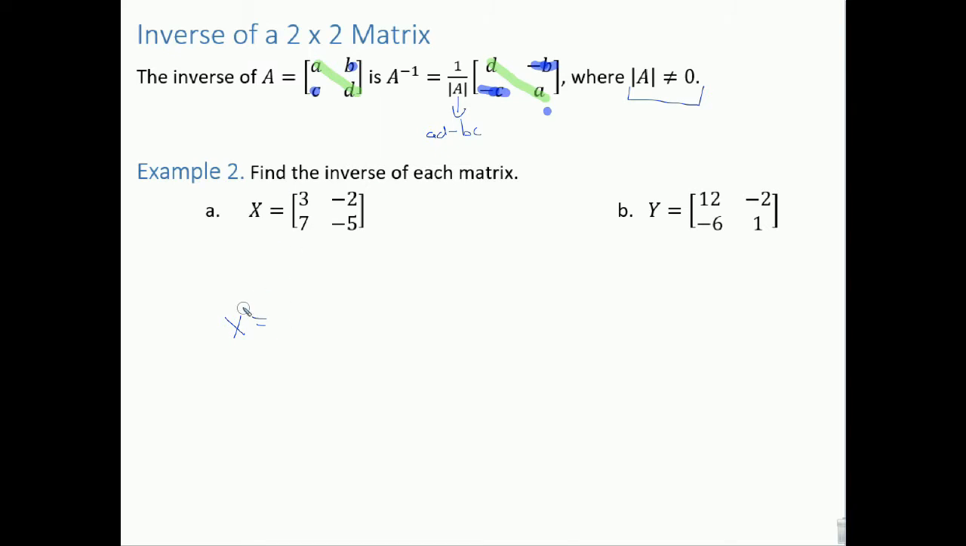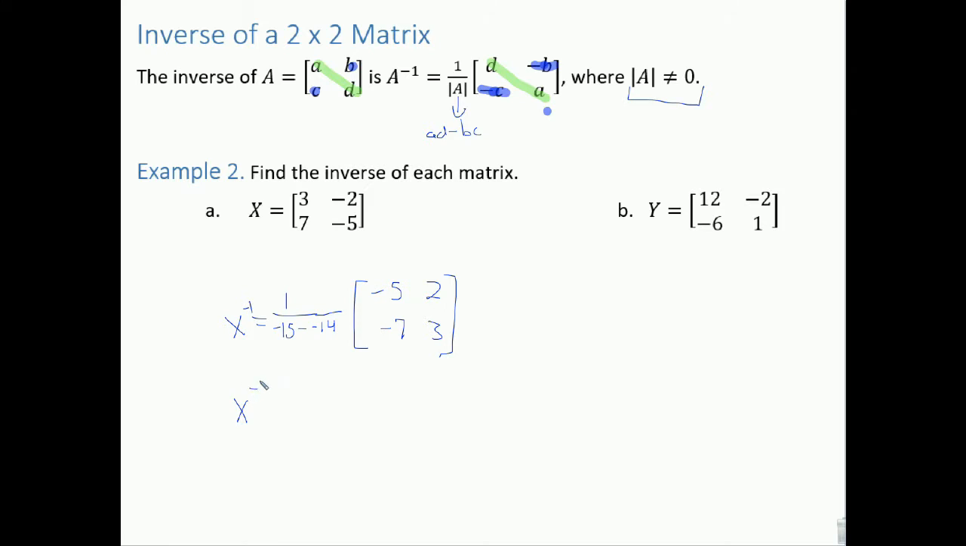The inverse of x is going to equal 1 over the determinant. So that's 3 times negative 5, which is negative 15, minus negative 2 times 7, which is negative 14. Sometimes you end up getting a fraction in here, but this will end up being negative 1. And then we're going to multiply that by this matrix where you switch these two. So negative 5 here and 3 here. And then you make these two the opposites. So this is positive 2 and negative 7.